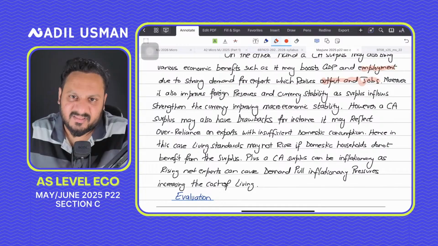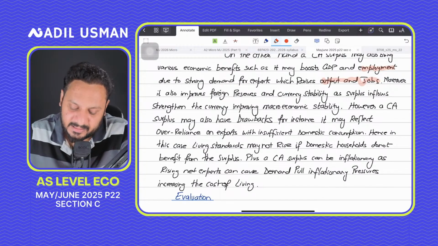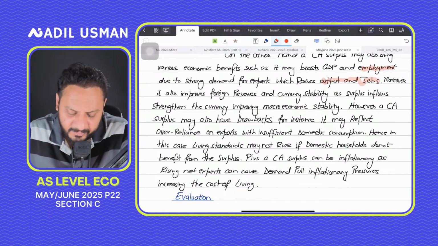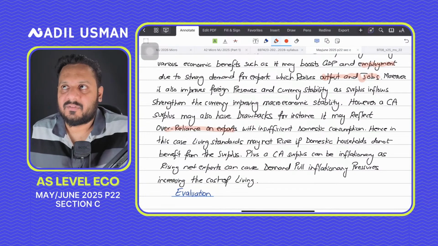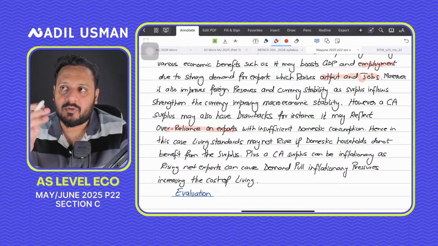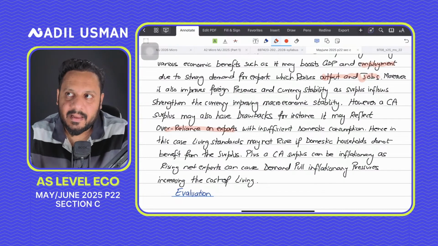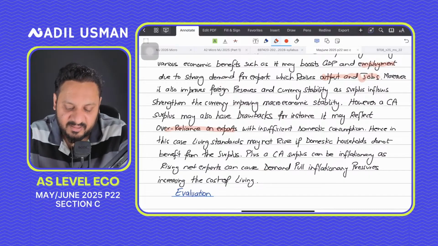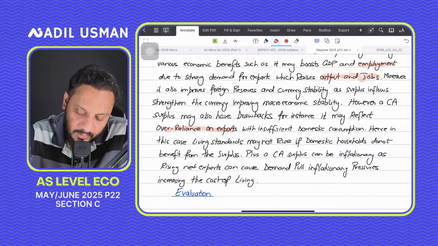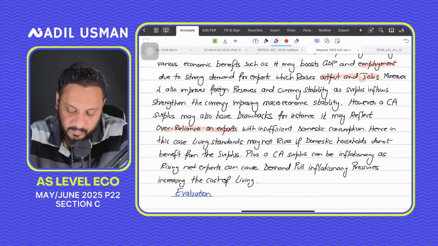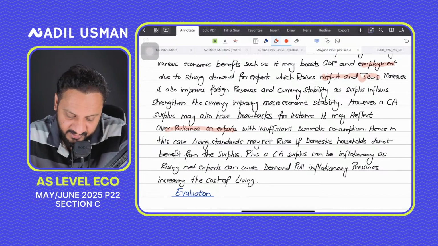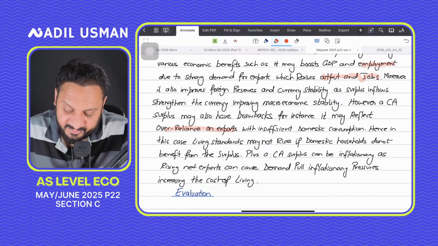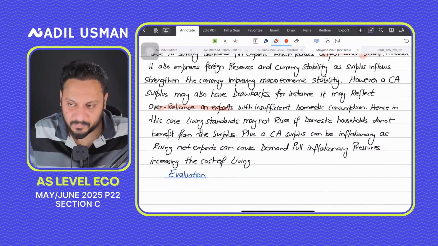Then again, you provide the disadvantages of a current account surplus. You say that, however, a current account surplus may also have drawbacks. I've provided only 2 drawbacks. That's more than enough. You will say that, for instance, it may reflect over-reliance on exports. A current account surplus could be a reflection that you're overly relying on exports and your domestic consumption is suffering, in which case living standards will not go up. So you're relying too much on exports, but you have insufficient investment being made in terms of domestic consumption, so that is suffering. Hence, in this case, living standards will not really rise if domestic households are not benefiting from the surplus.